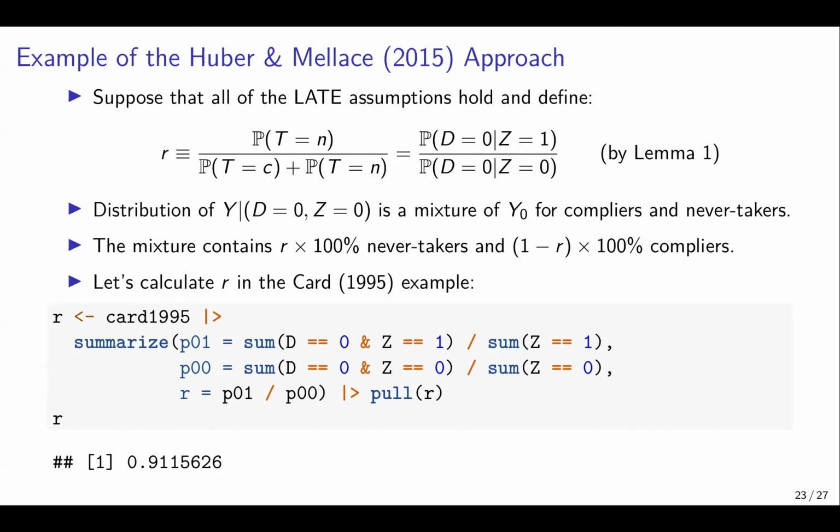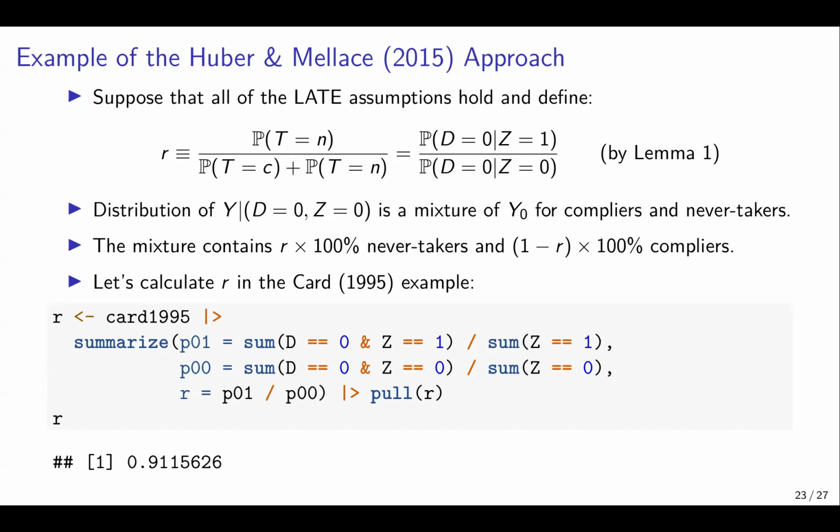We've got this mixture of two types. We know that the share of different types is not affected by the instrument. That was our unconfounded type assumption. So we've now got this nice, simple expression that we're going to put together. All right, so let's begin by calculating R in the Card example. Then we'll use that to build our nice little mixture of compliers and never takers.